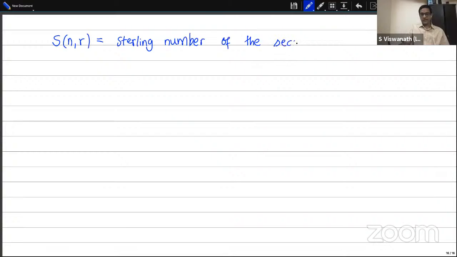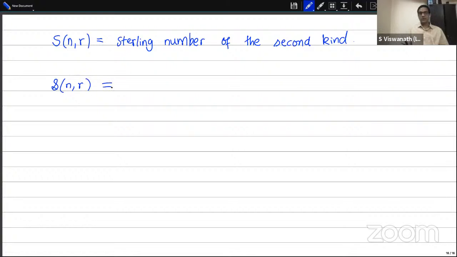Of the second kind. Okay, there is also a Stirling number of the first kind. So this is called the Stirling number of the second kind. Since we are talking about Stirling numbers, let me also tell you what the Stirling number of the first kind is. Let's put small s for that, s(n, r).